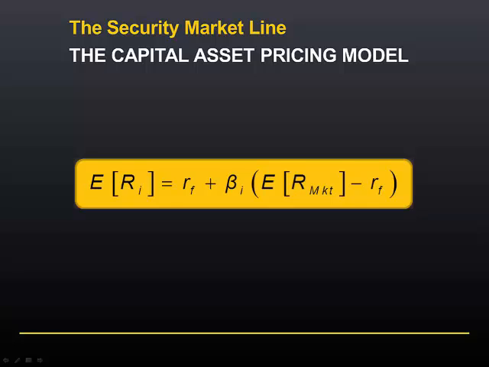We begin where we finished the previous module, with the equation for the capital asset pricing model. The CAPM says that the expected return on a share is equal to the risk-free rate of return plus the share's beta, which measures its level of systematic risk, times the market risk premium, which consists of the expected return on the market minus the risk-free rate of return.